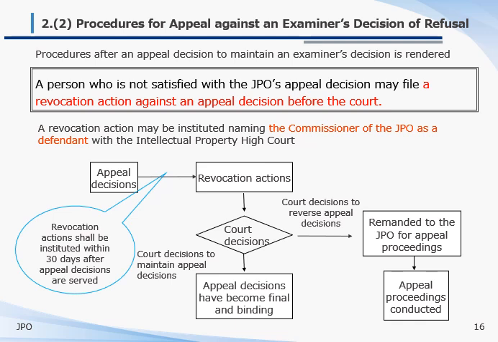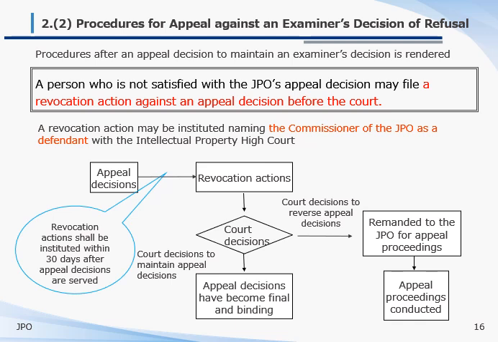Now, let me explain the procedures after an appeal decision to maintain an examiner's decision is rendered. If the request is not granted and therefore, the demandant receives a decision maintaining an examiner's decision of refusal, the demandant can institute a revocation action against the decision. When a revocation action against the decision on appeal is instituted with the IP High Court, Commissioner of the JPO will be named as a defendant.